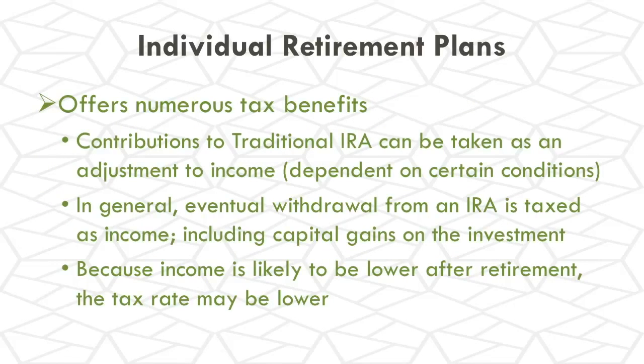Now, individual retirement plans offer numerous tax benefits. So for example, contributions to a traditional IRA can actually be taken as an adjustment to income dependent on certain conditions. And we'll talk about that when we get to the adjustment section. In general, the eventual withdrawal from an IRA is going to be taxed as income, including capital gains on the investment. So much like a defined contribution plan, the money that is put into these individual retirement plans will be invested and it's going to grow over time.